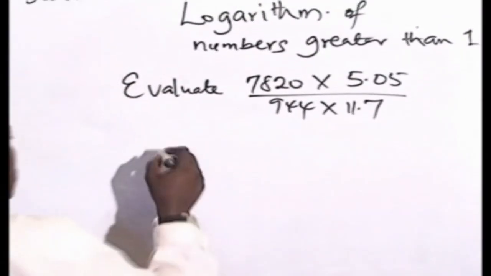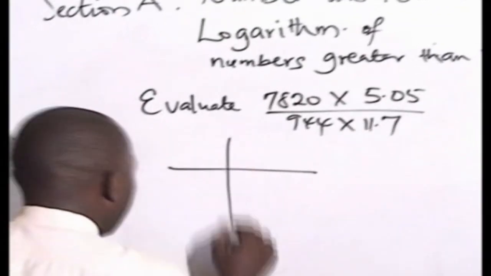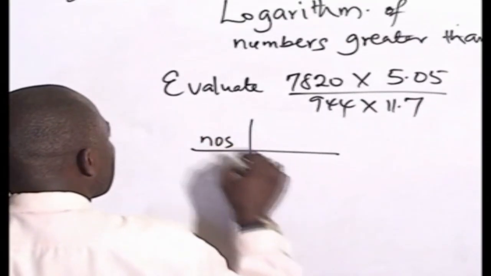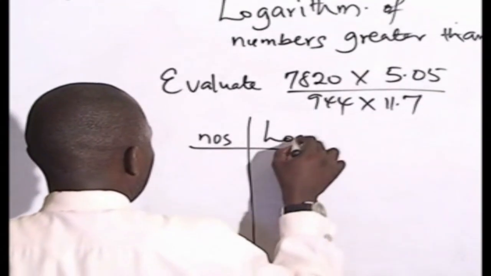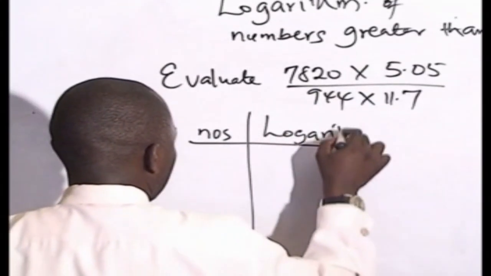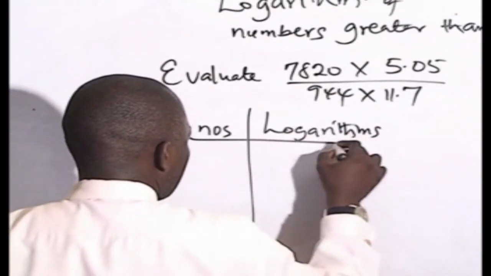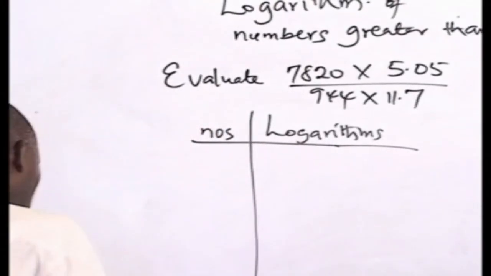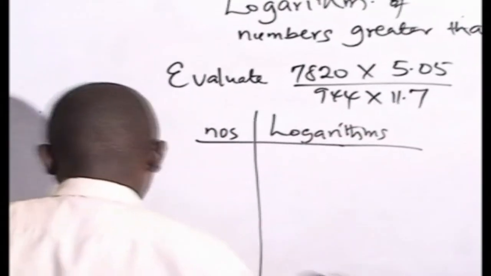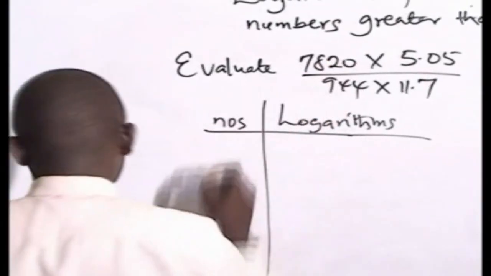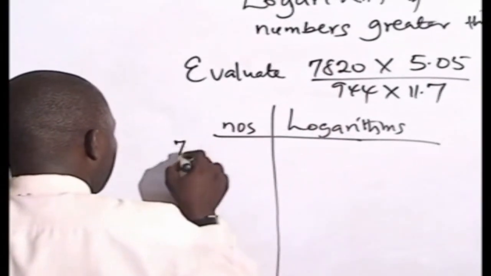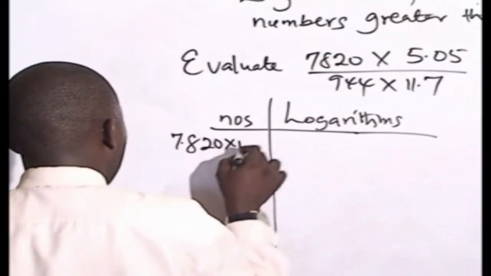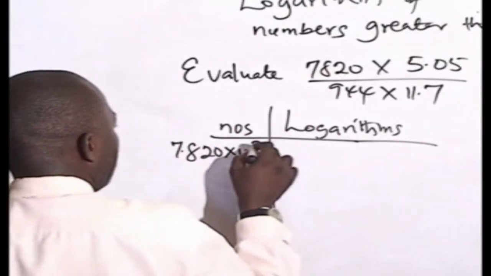The second step is you create two columns. One will be for the numbers, the other one will be for the logarithm. When you check your logarithm tables, whatever you determine is what you will put on this side. So let's take the first one, which has already been expressed in standard form, 7.82 times 10 raised to power 3.